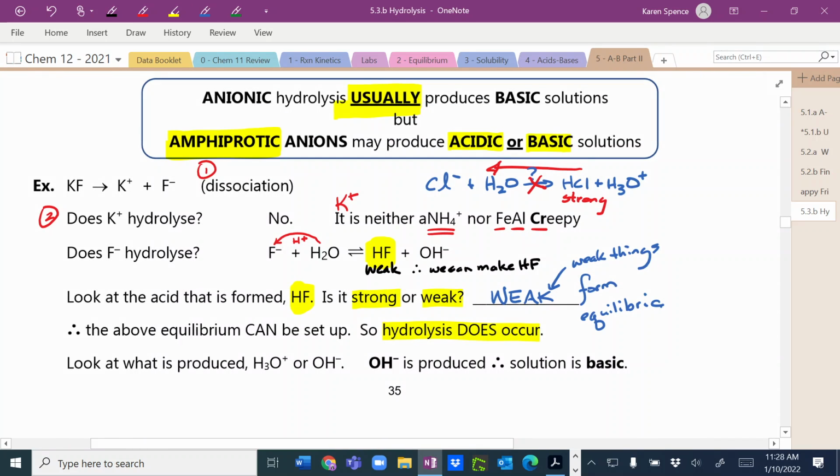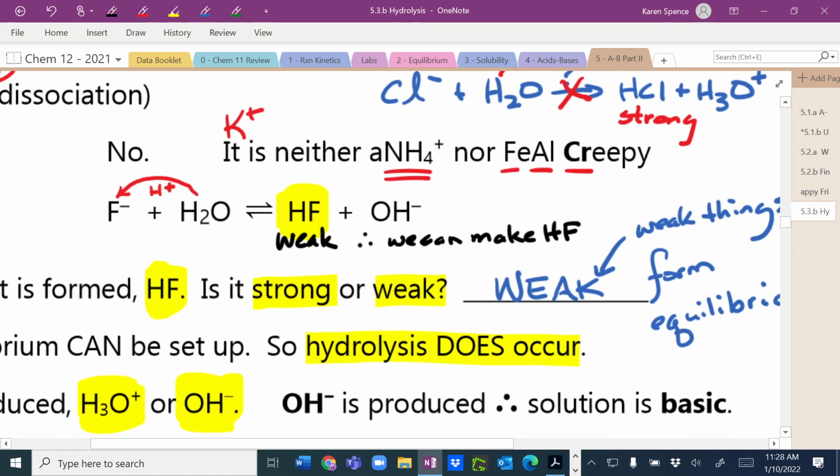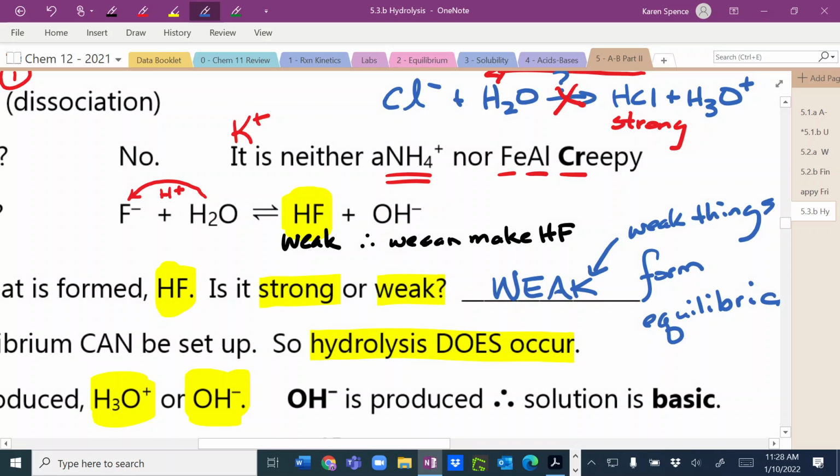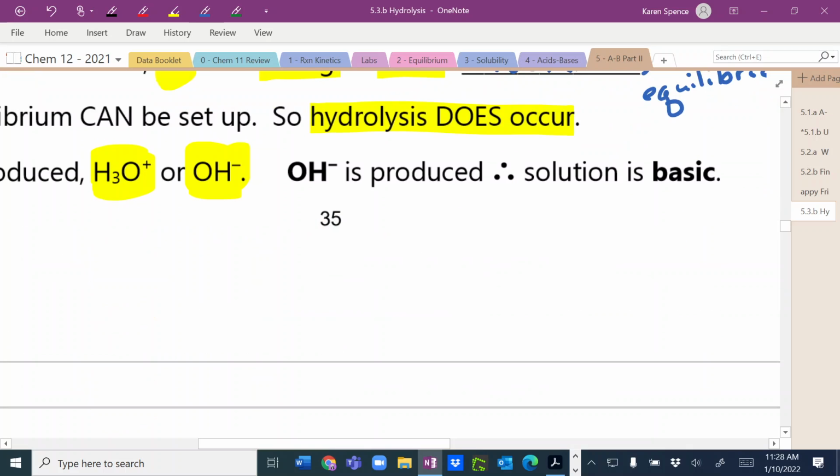Okay, so we're going to look at what is produced. If you say, yes, I have hydrolysis, you need to ask, did I produce hydronium or did I produce hydroxide? Well, let's look at our reaction. We produced hydroxide, and therefore is the solution going to be acidic or basic? Basic. If we produce hydroxide, the solution is going to be basic.